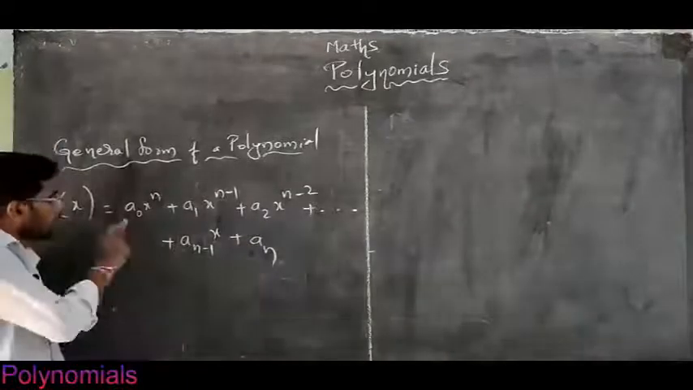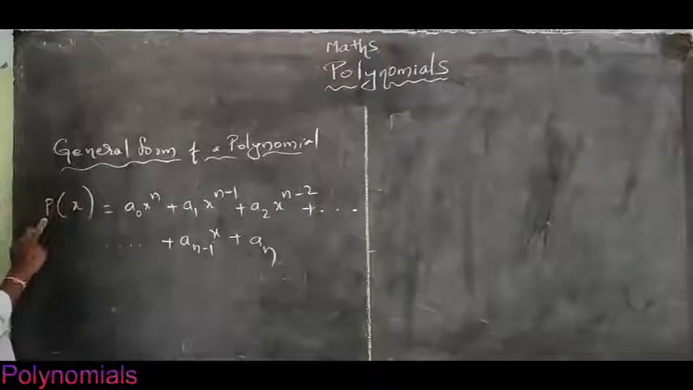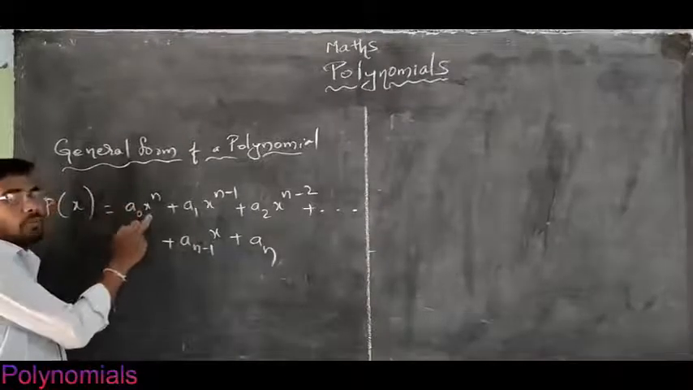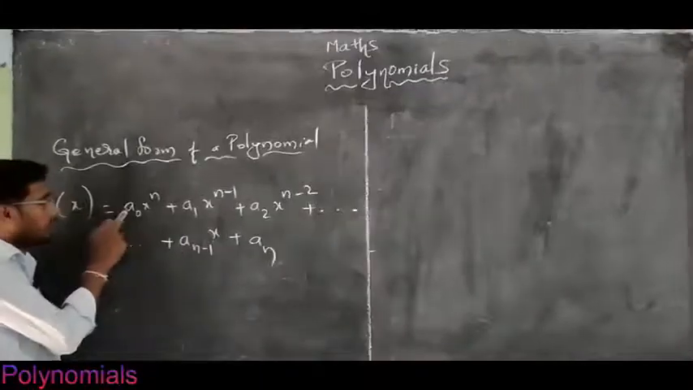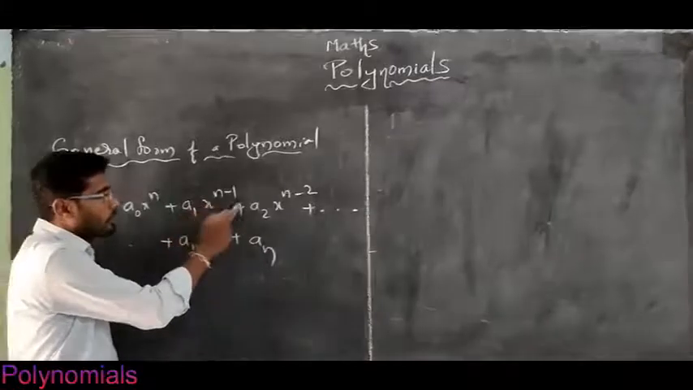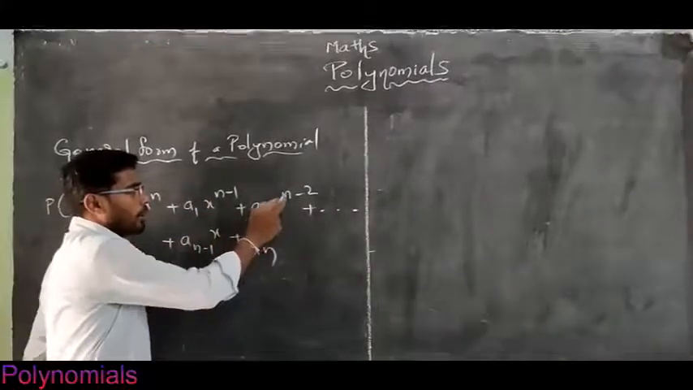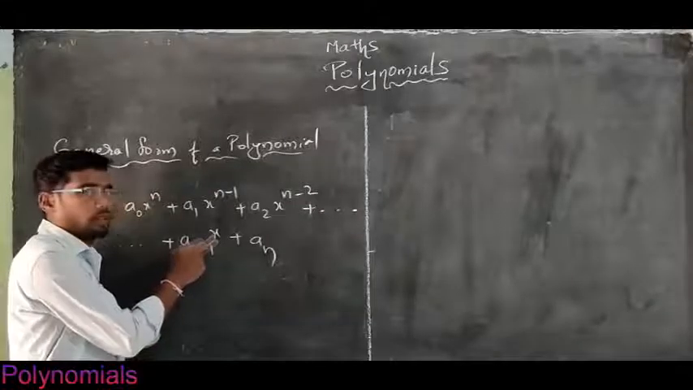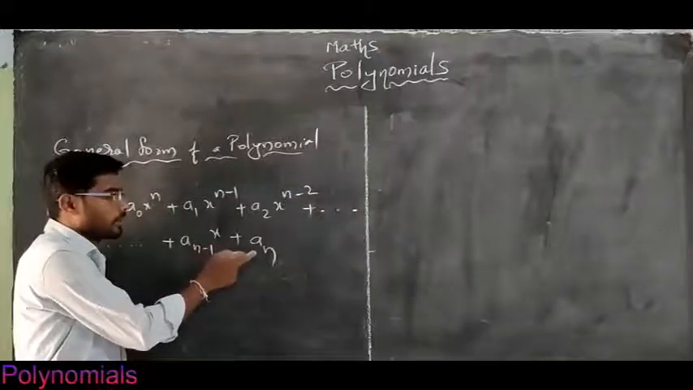Now this is a polynomial in variable x. How do we read it? This is the general form of a polynomial in variable x: a naught x to the power of n plus a1 x to the power of n minus 1 plus a2 x to the power of n minus 2 plus so on up to a n minus 1 x plus an.